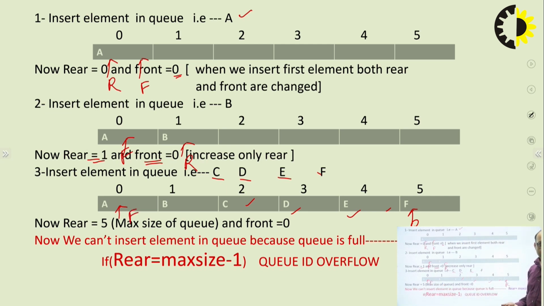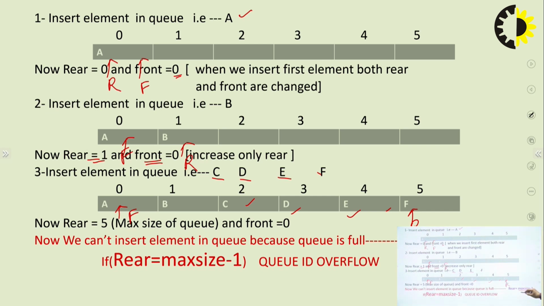Front pointer, that is variable. Front and rear: the rear is for insertion, front is for deletion. Now the maximum size is 5, rear is equal to max size of queue, and front is equal to 0. Now we can't insert any element in a queue because the queue is full. Then how will it be checked?